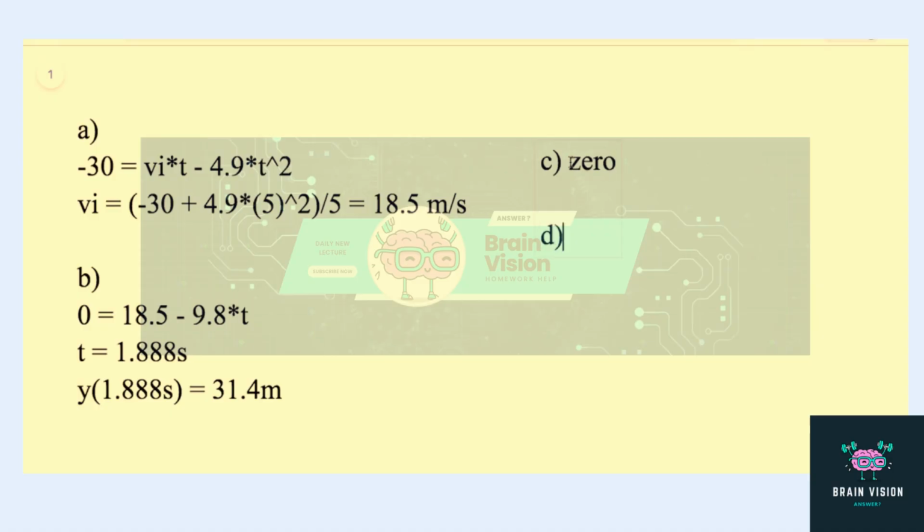Next, we want to find the magnitude and the direction of its acceleration at the highest point. And its acceleration is constant throughout this whole problem. And that's just little g, so it's 9.8 meters per second squared.